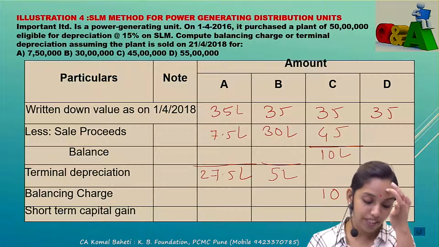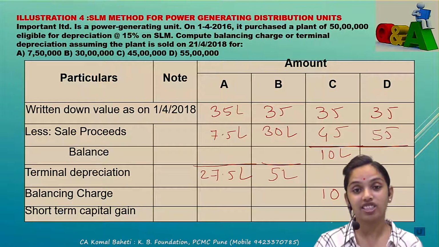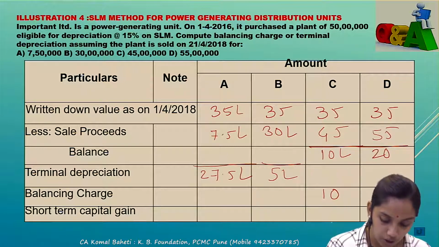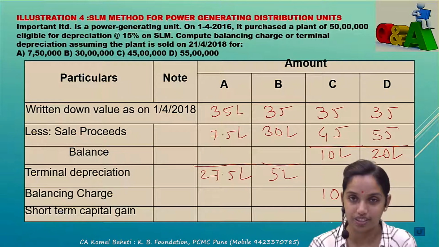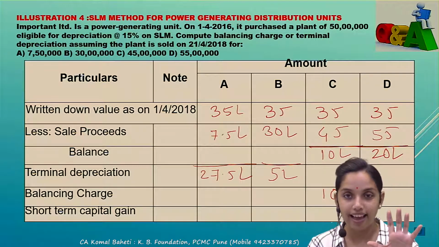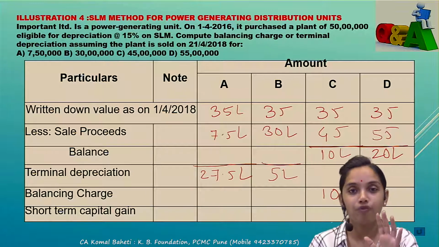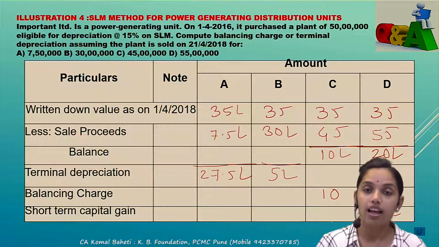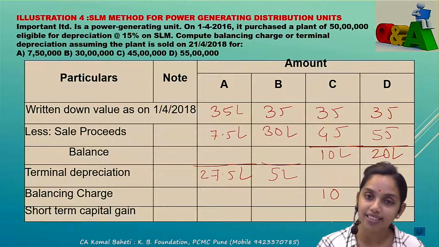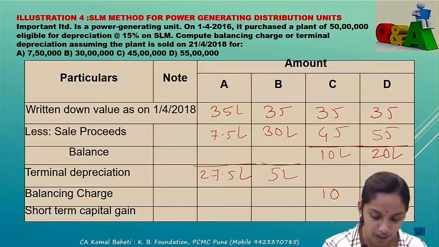Next, if it has been sold for 55 lakh, the sales consideration is more than that. So how much is the gain? 20 lakh. I told you that the actual cost was 50 lakh and your sales consideration is 55 lakh. So how much has come over the actual cost? 5 lakh. That is taxable under the short term capital gain. How much has to be taxable under the balancing charge? Total gain is 20 lakh, out of which 5 lakh is in capital gain, so where will the remaining be taxable?